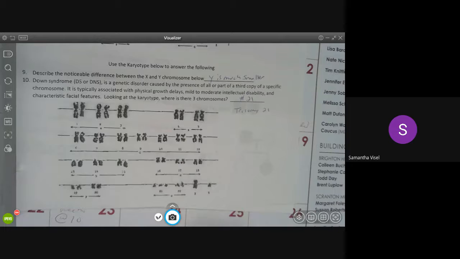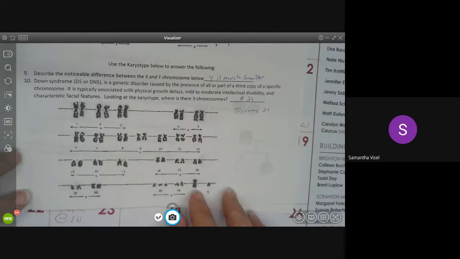And then here you also had to identify a genetic disorder. So Down syndrome is a genetic disorder that's caused by the presence of all or parts of a third copy of a specific chromosome. Some of you might have done this with your non-disjunction slide, Down syndrome. So maybe you remembered it from memory, but applying what we're looking for with karyotypes here.